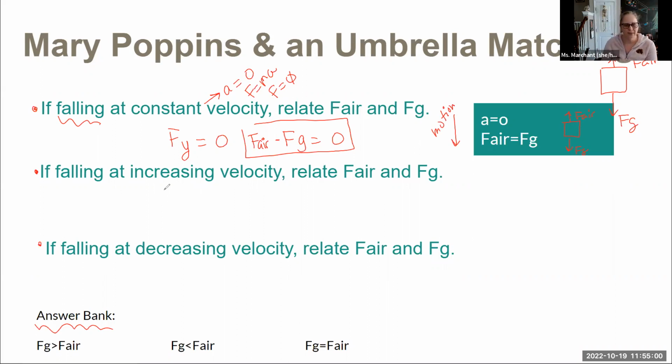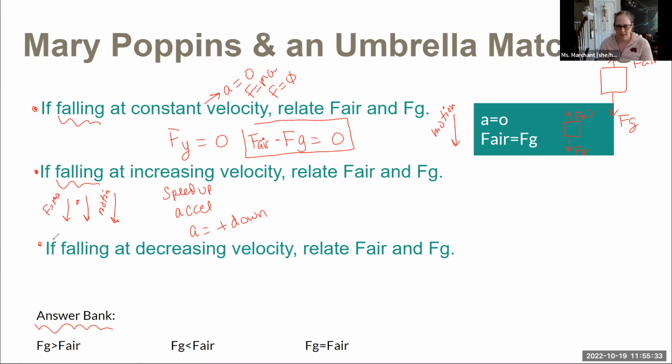The second one, increasing velocity. What does that mean? We are speeding up. That means we are accelerating. Which direction are we accelerating? We're still falling. So the acceleration is positive in the downward direction. So when we look at these ones, the motion is down, the acceleration is down, and we use F equals ma. So if the acceleration is down, my net force is also going to be down.